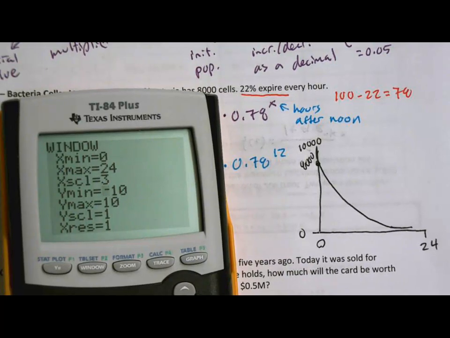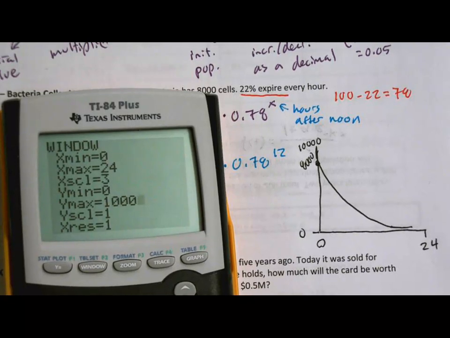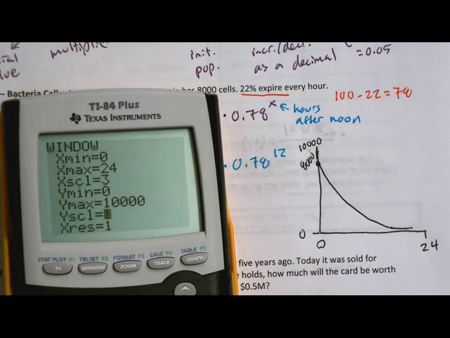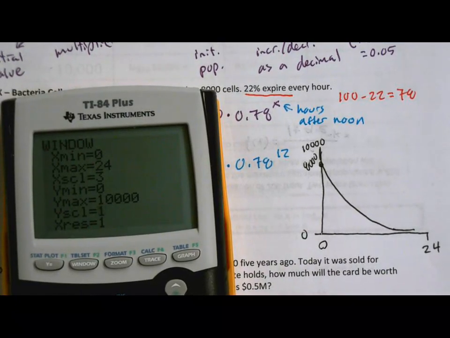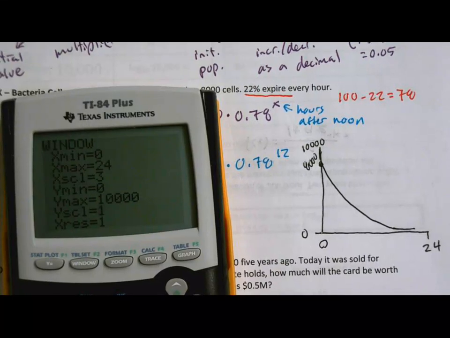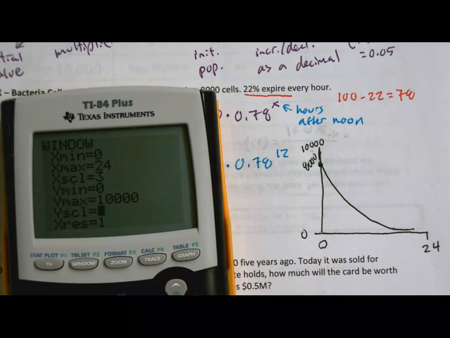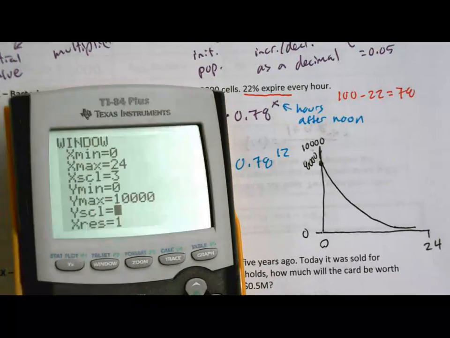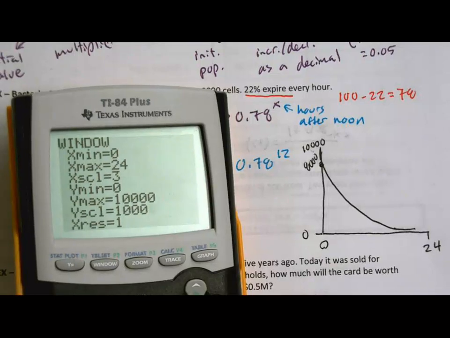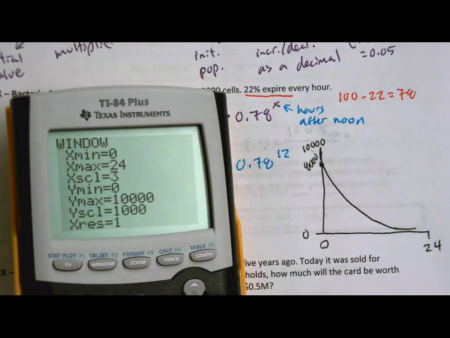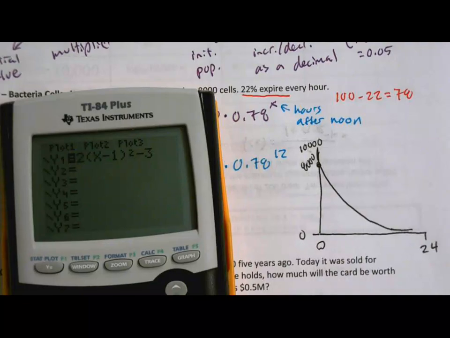In the y direction, we said 0 to 10,000 would work pretty well. How often do we want to see a tick mark here? We certainly don't want a tick mark at every cell, because then we're going to have 10,000 tick marks up the side of this thing. What do you think? Every 1,000? Would that kind of make sense? Let's do every 1,000. Okay, now let's go into y equals and type this function in.